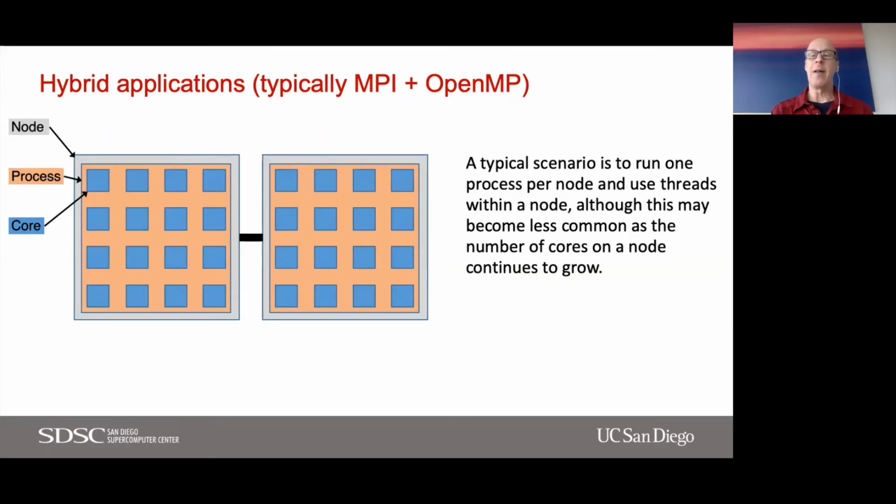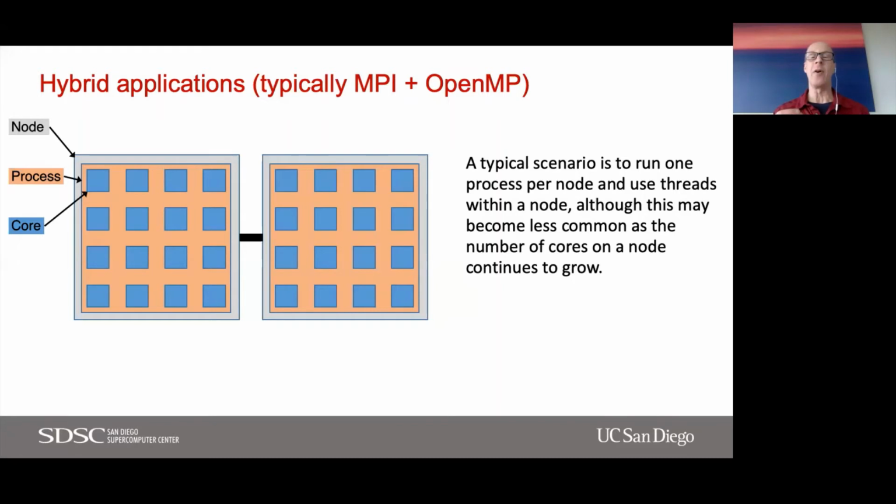Now, a typical scenario is to run 1 process per node and then use threads within a node. But I'm going to say, though, that this is becoming a little less common as the number of cores on a node continues to grow. So if we go back to Gordon and then to Comet, previous 2 supercomputers, I believe that Gordon had a total of 16 compute cores per node, and Comet had 24.